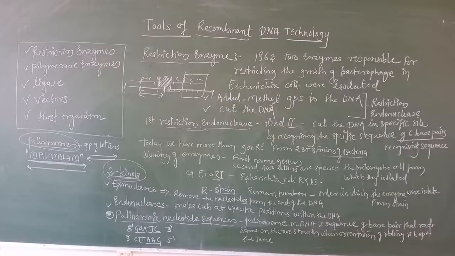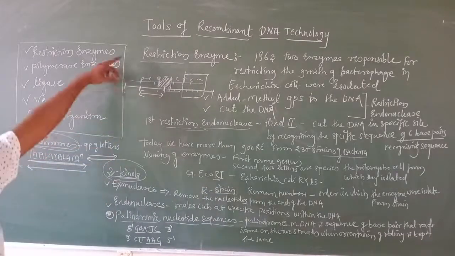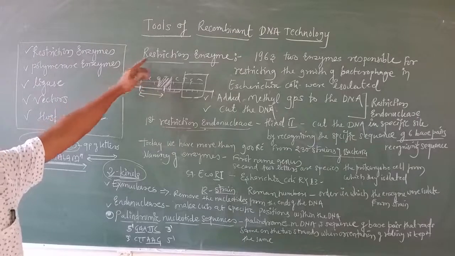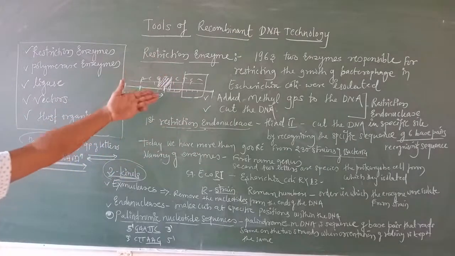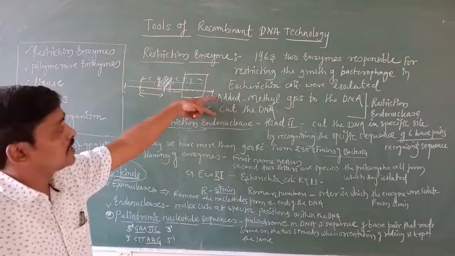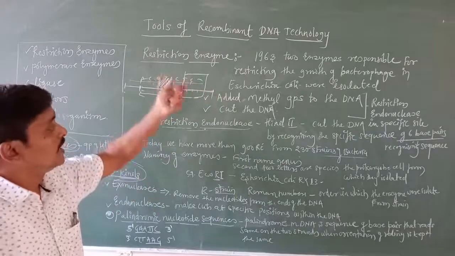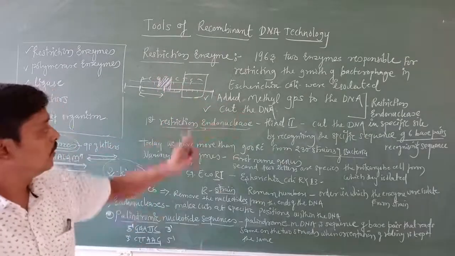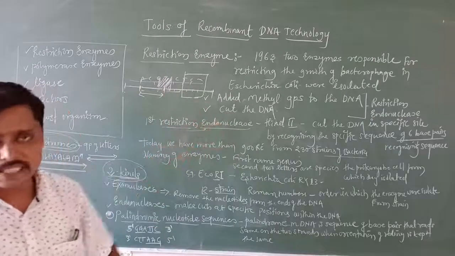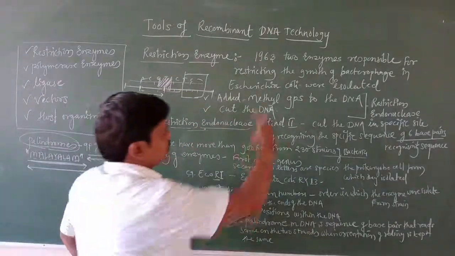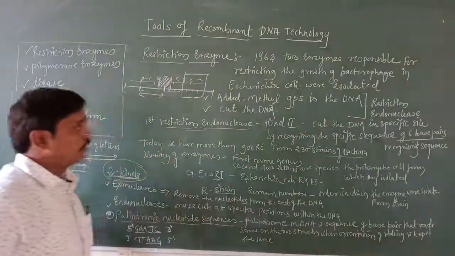In today's class, we are studying the restriction enzyme, and what the two enzymes used to do. One enzyme adds a methyl group to the DNA, and one enzyme cuts the DNA at a specific site. Later on, these two enzymes are called restriction endonucleases.